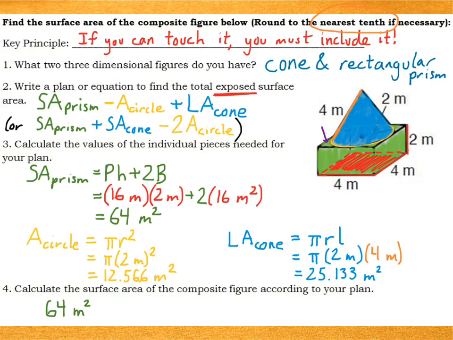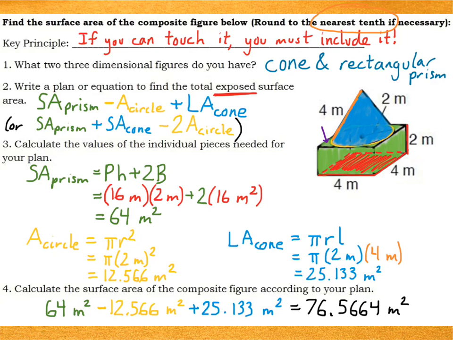Okay, if I follow the plan now, I would use 64 meters squared for the prism, minus the area of the circle, plus the lateral area of the cone, using all the decimal places in the calculator, and I'm going to get 76.5664 meters squared. Okay, now since I've gotten to the end of the question, I want to round to the nearest tenth. So I'll use this 6, which is in the hundredths place, to round up the 5, which is in the tenths place, to be 76.6 meters squared.